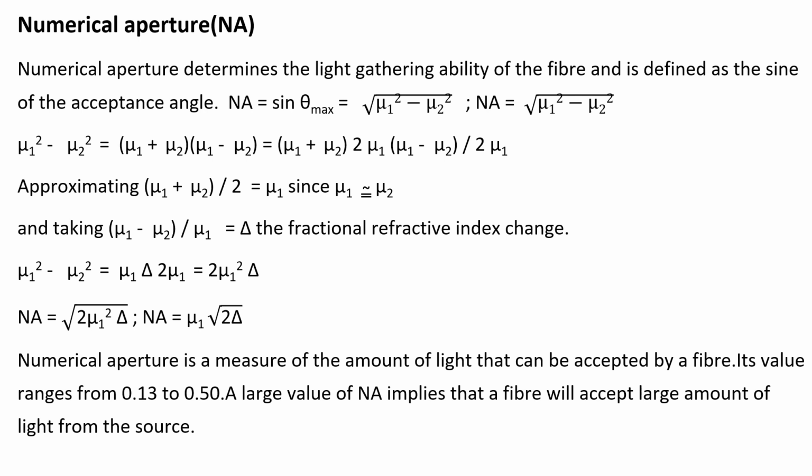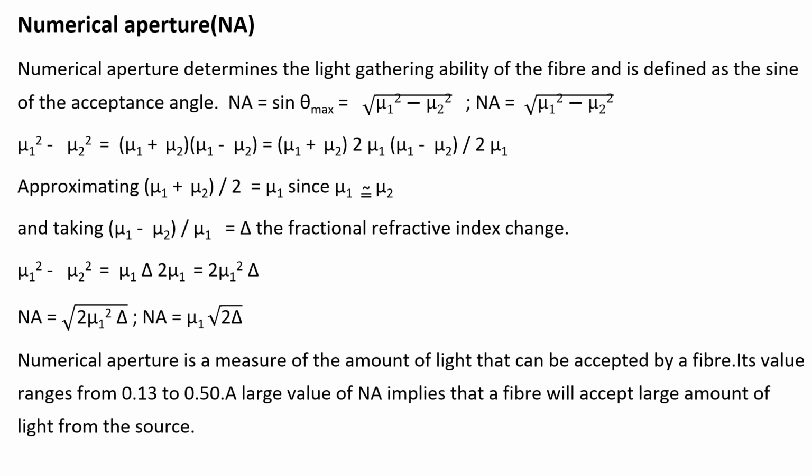And we can mathematically rearrange this expression for the numerical aperture. That is, mu1 square minus mu2 square. This equation is like a square minus b square, and a square minus b square is (a plus b) into (a minus b). Similarly, mu1 square minus mu2 square is equal to (mu1 plus mu2) into (mu1 minus mu2).